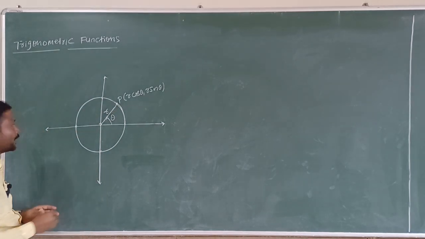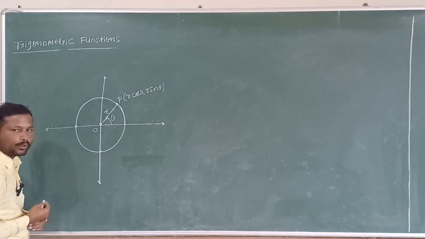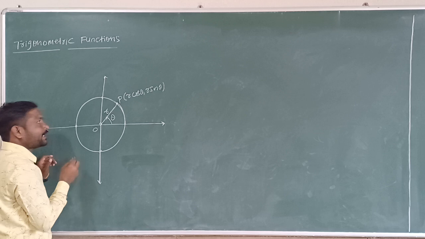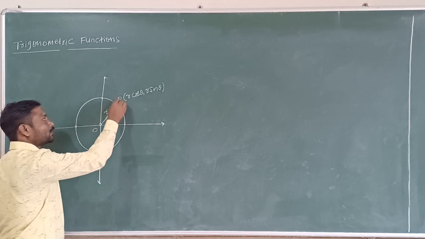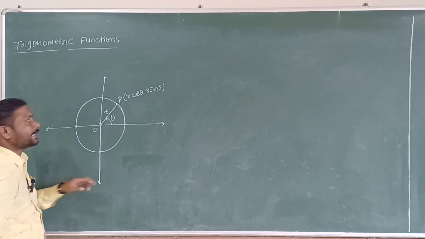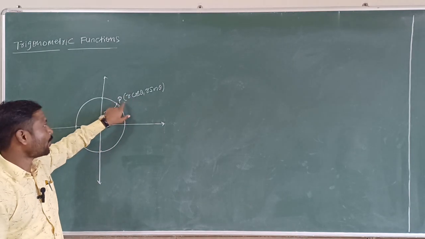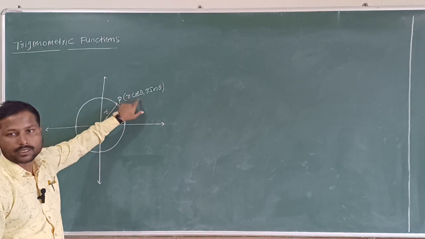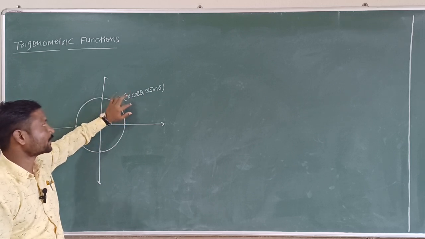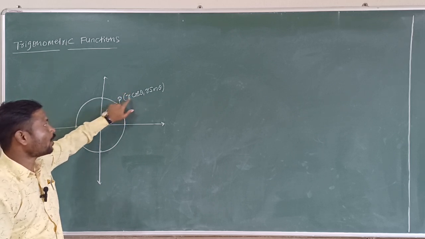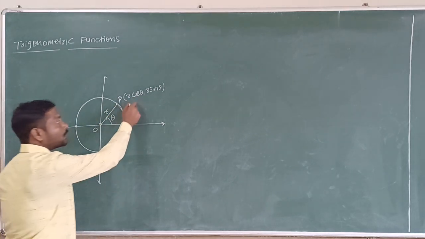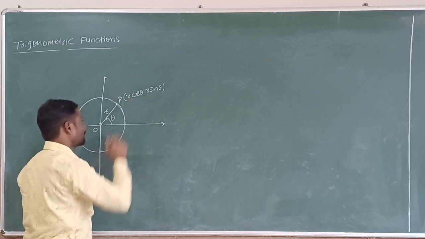1 unit. No doubt, this one is the origin. Next, the point P is on the circle. The point P is nothing but the coordinate of the point, or in another word, the polar form. What are the coordinates of the point? R cos theta and R sin theta is the point.